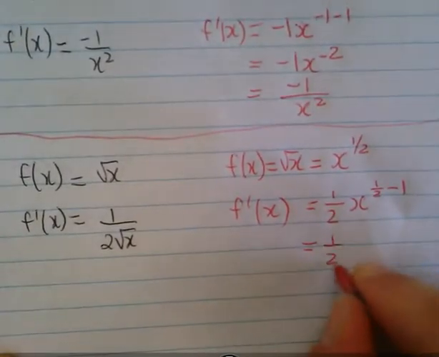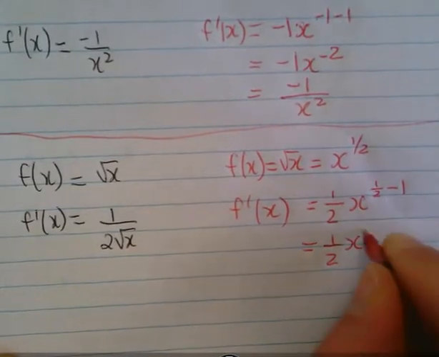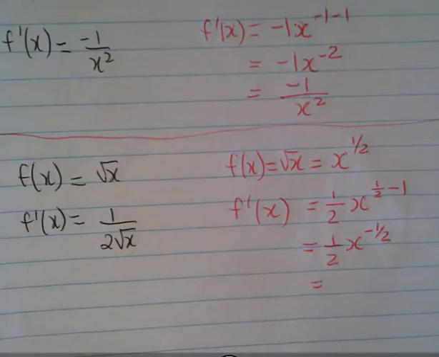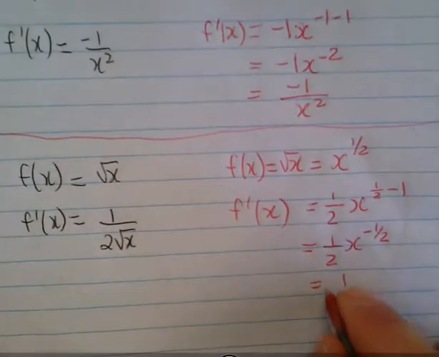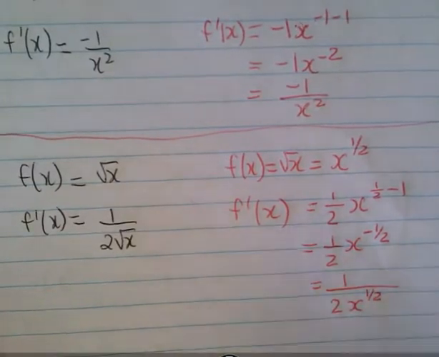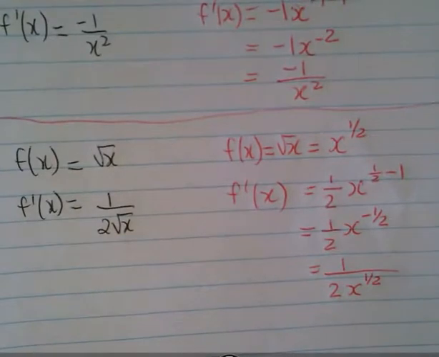So it's a half, x to the half minus 1 is negative a half. So negative a half means 1 over x to the power of a half. So I've got the 2 on the denominator, and I've got x to the half on the denominator. Are we okay with that? Yes, no, right? X to the negative a half is 1 over x to the half.